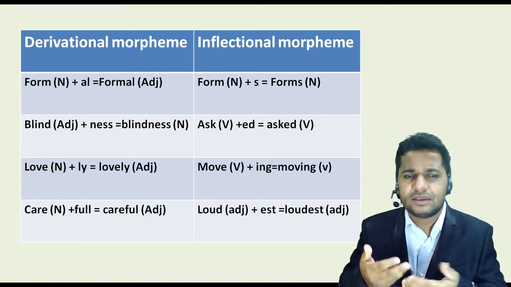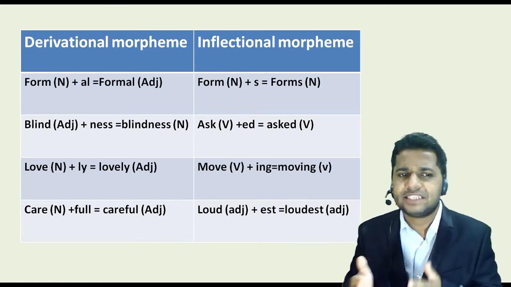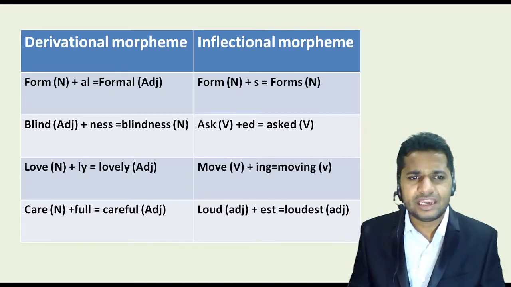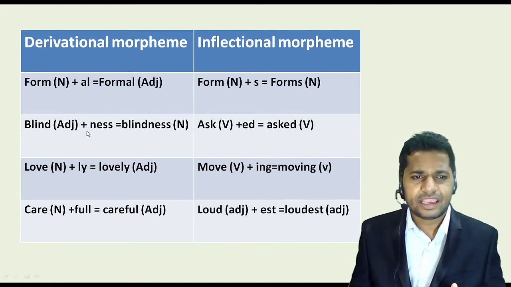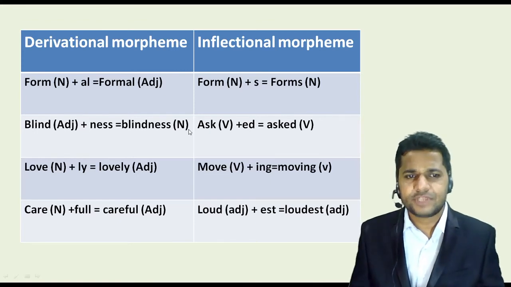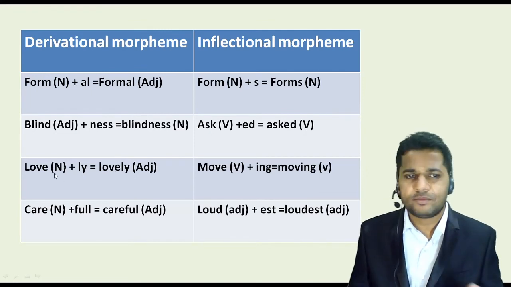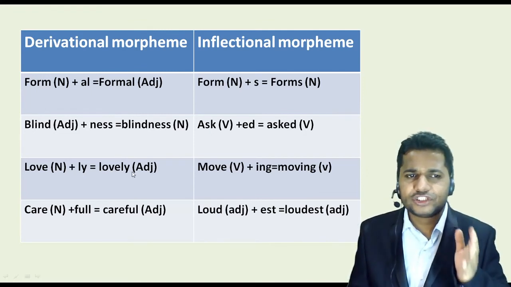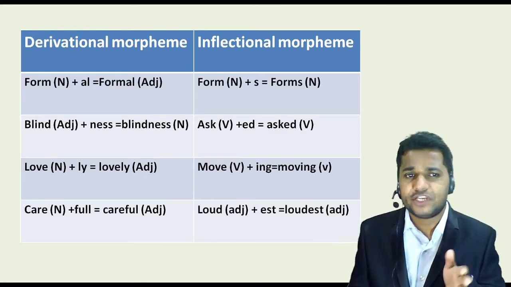Derive means finding something new. So here noun plus al, it's formal, an adjective. From noun it became adjective, so al is a derivational morpheme. Blind is an adjective, but when you add ness, it becomes blindness, a noun. From adjective it becomes a noun, so ness is a derivational morpheme. Love is a noun, if you add ly, it becomes lovely, an adjective. From noun to adjective, because derivational morphemes change the grammatical category of the word. That's why we call them derivational morphemes.